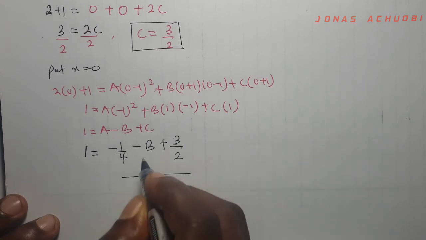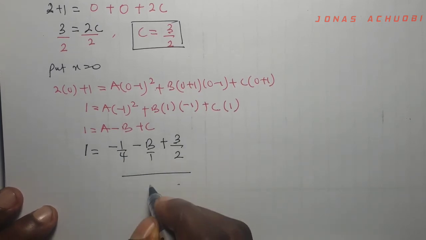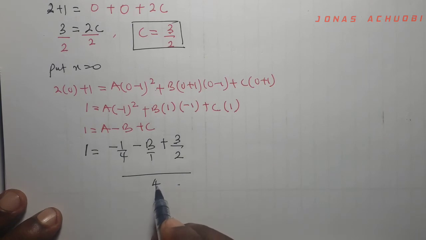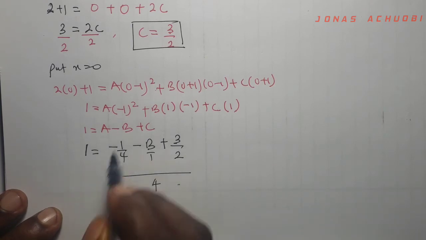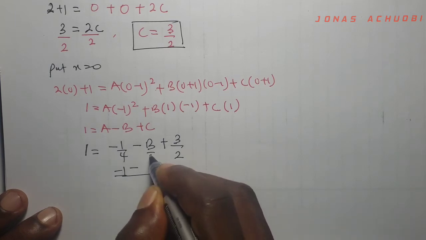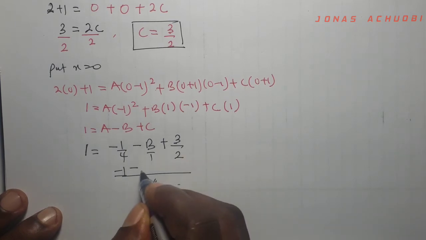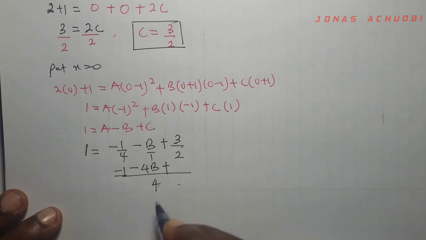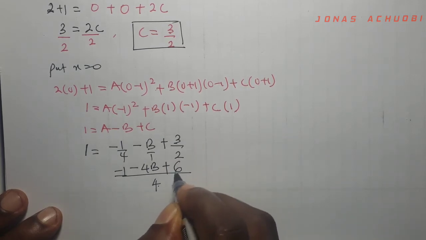So the LCM here, this is b over 1 if you like. The LCM here is 4. So 4 divided by 4 is 1. 1 times minus 1 is minus 1. Minus 4 into 1 is 4. 4 times b is 4b, plus 4 into 2 is 2 times 3 is 6.